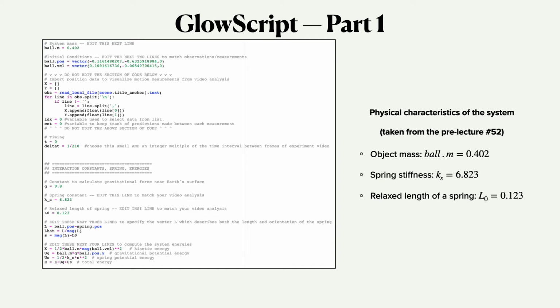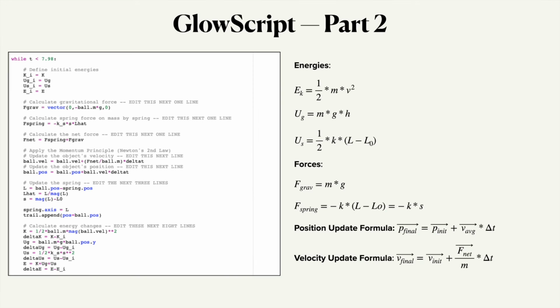After that, I added the formula of a spring length L, which equals ball position minus spring position, and made L hat equal to L over the magnitude of L. I also introduced a new variable S, which equals L minus L0, where L0 is the relaxed length of a spring. Finally, I used the formulas I discussed before to calculate energies of the system.